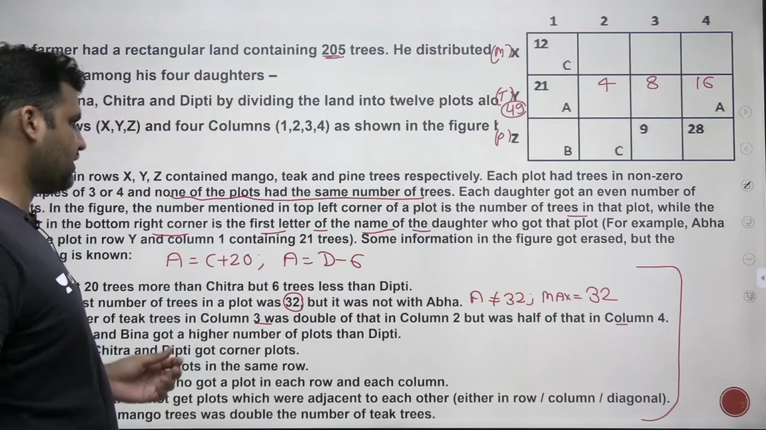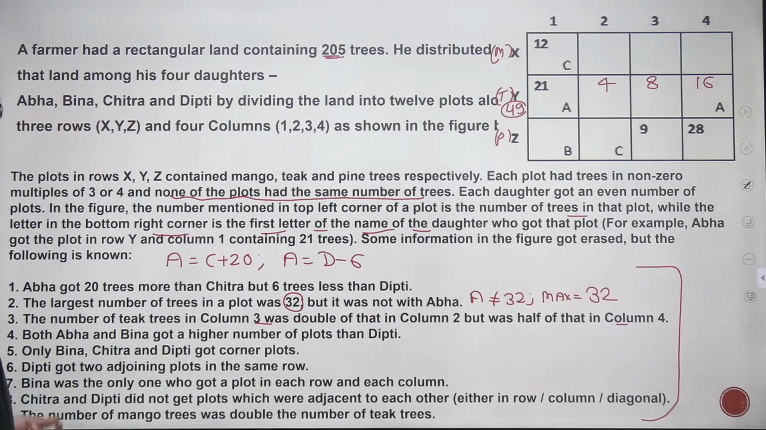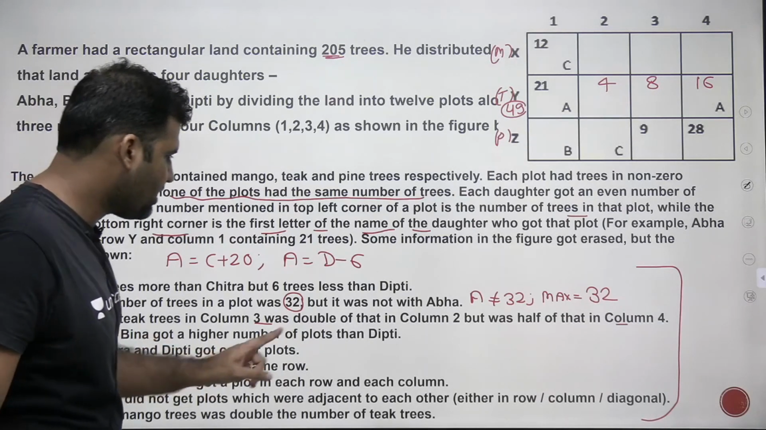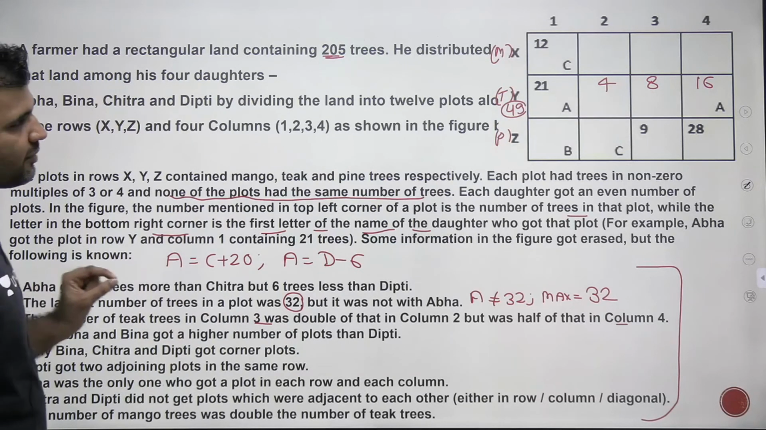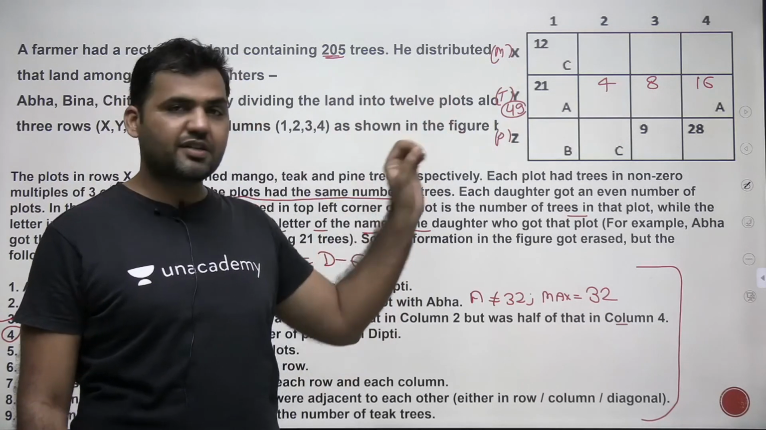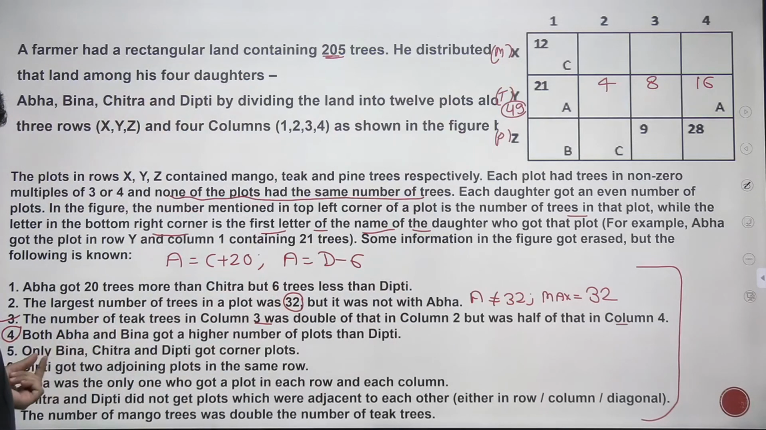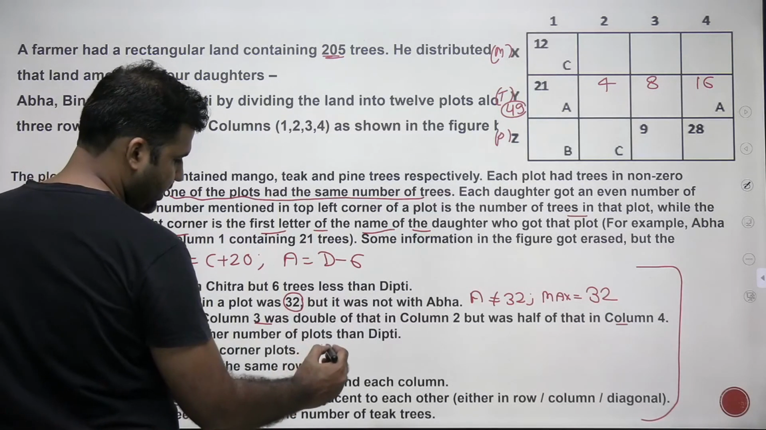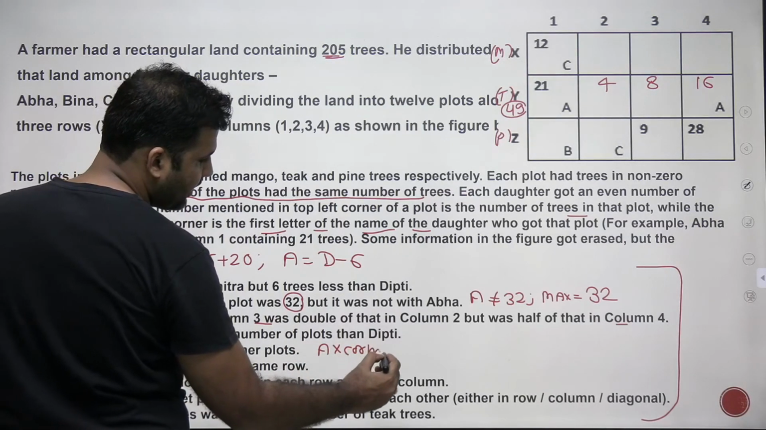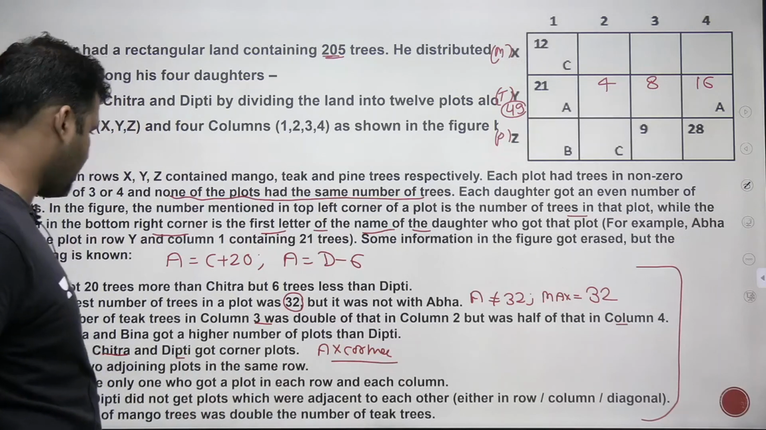Okay, let's use some more information here. So we have used information till 3, right? Both Abha and Bina got a higher number of plots than Dipti. That's about the number of trees that Abha and Bina got. We'll be using this information later, right? We need a point which can help us in filling the whole matrix in terms of number of trees. So only Bina, Chitra and Dipti got corner plots. So B, C and D can get corner plots. That means A cannot come in the corner, right? Only B, C, D will be coming in the corner, okay?